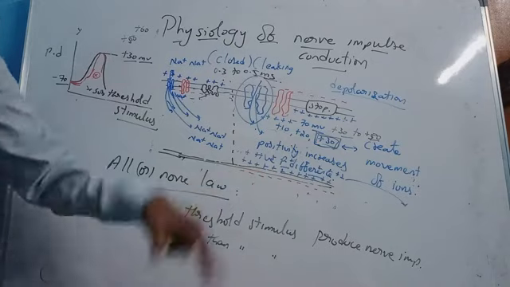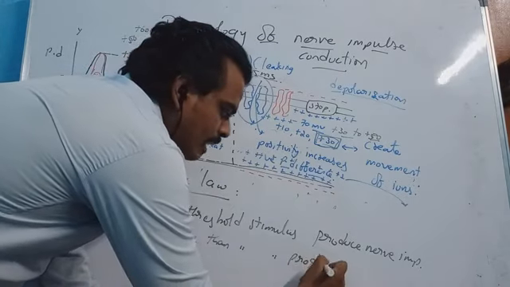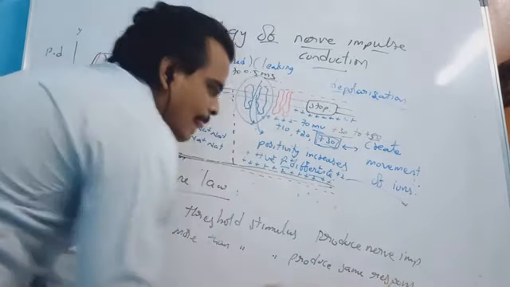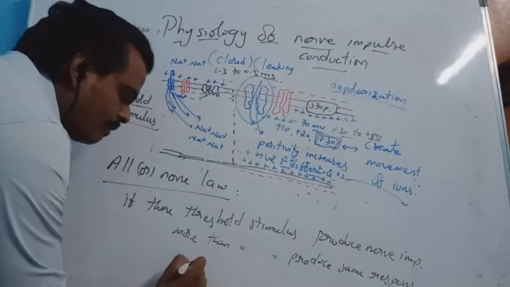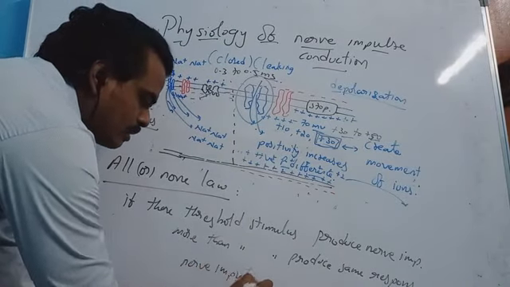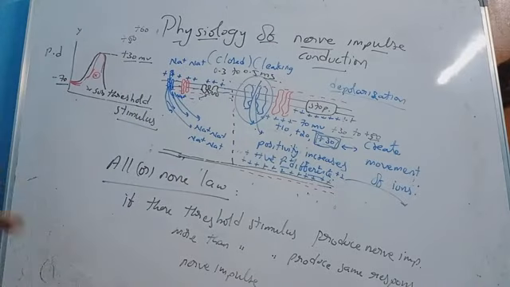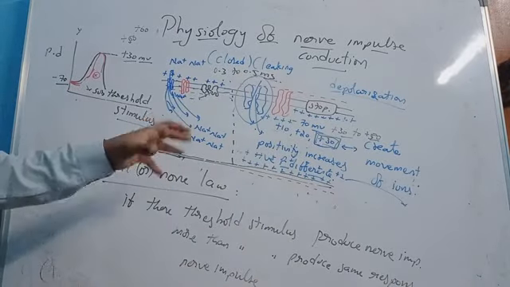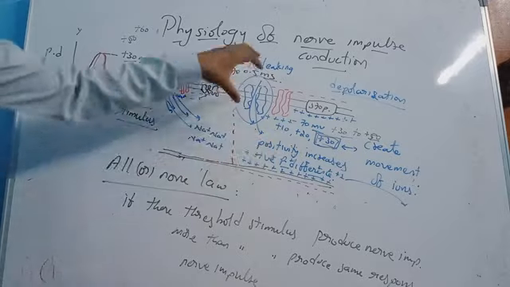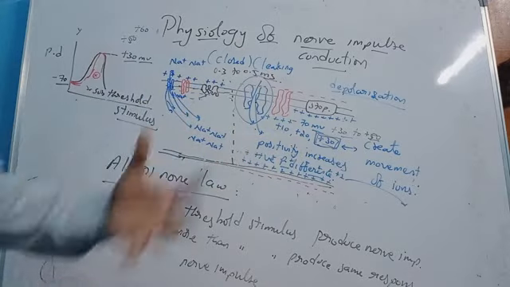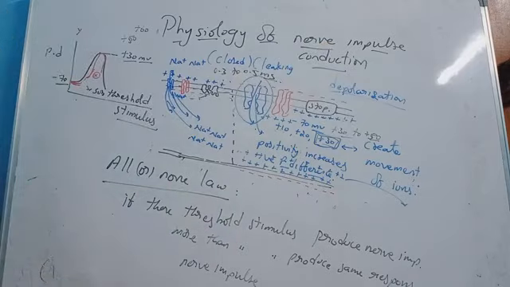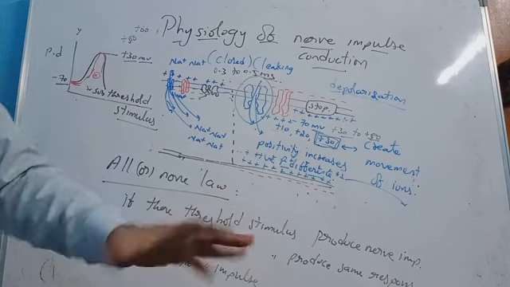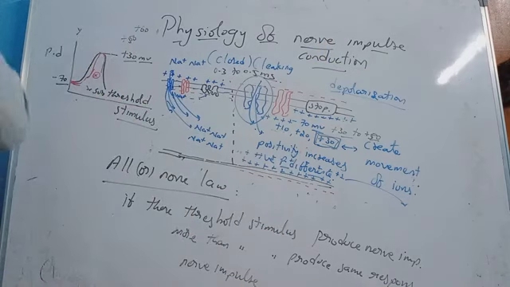More than threshold stimulus also produces the same nerve impulse, the same response. Once it crosses the threshold level, it will be the same generation of nerve impulse. There is no greater nerve impulse or smaller nerve impulse. At the depolarization site, if you have more than threshold stimulus, it will directly produce a nerve impulse, and even if it is more than that, it produces the same nerve impulse. There is no addition of nerve impulse if there is more action potential.